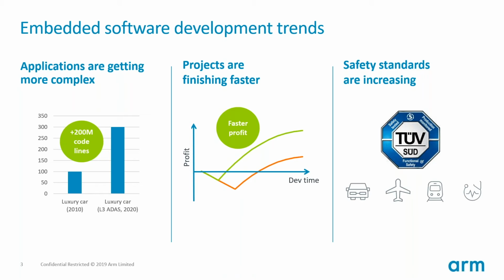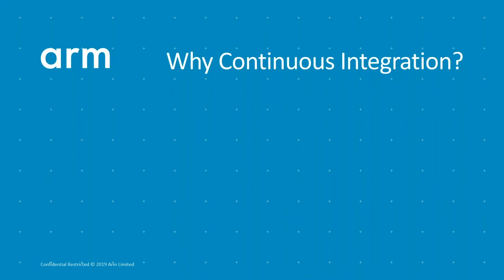For many markets, the requirements for functional safety are getting more strict. This increases development complexity considerably and requires additional time for testing and certification. The traditional methodology of embedded software development is then being challenged, and new techniques like continuous integration are playing a crucial role in adapting to those new changes.